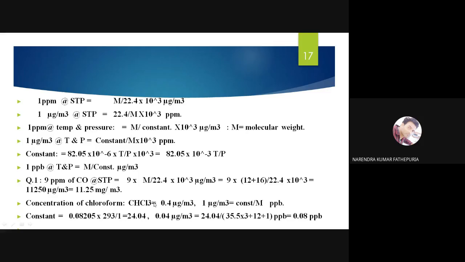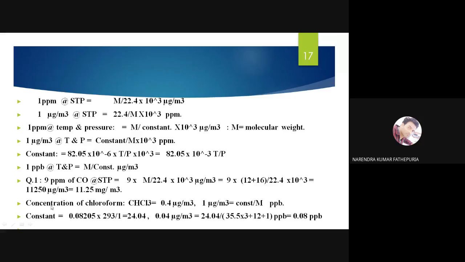We did this numerical last time. 9 ppm of carbon monoxide at STP means 9 into m divided by 22.4, into 10 to the 3 microgram per cubic meter. Here m will be the molecular weight, that is 12 plus 16, which is 28, and if you do the calculation, you will get 11,250 microgram per cubic meter. So it will be roughly 11.25 mg per cubic meter.